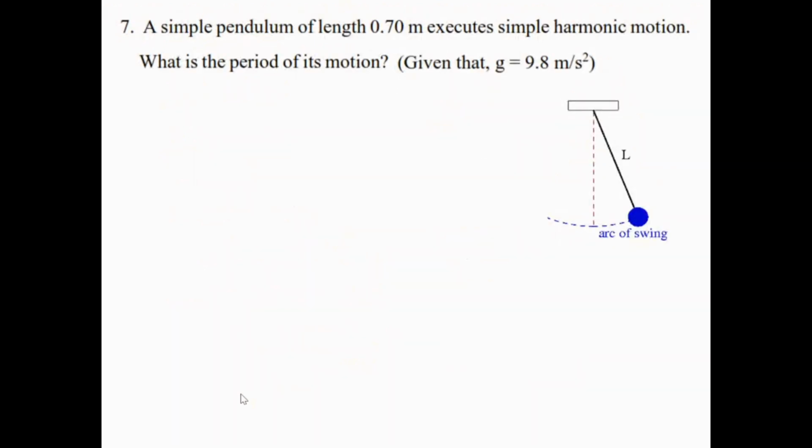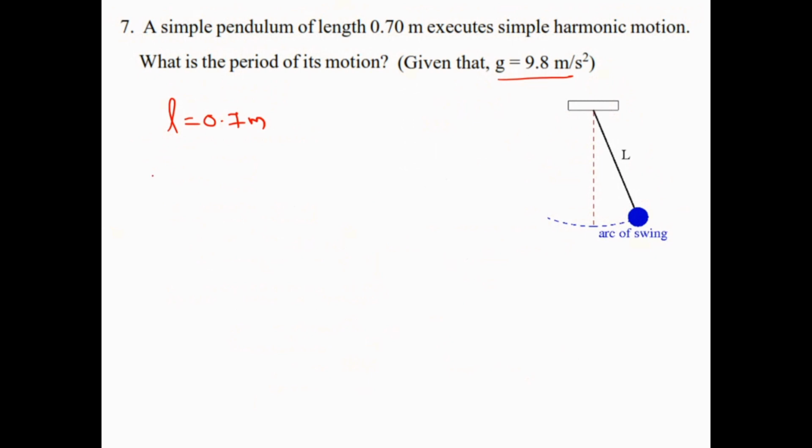A simple pendulum of length 0.7 meter executes a simple harmonic motion. So you have to see the figure. It's a figure for the simple pendulum. The length of the pendulum here is given as 0.7 meter. So L is equal to 0.7 meter, I have to write it here. And we are going to find the period of the motion, and you have to use the value of the acceleration due to gravity g, which is equal to 9.8 meter per second square.